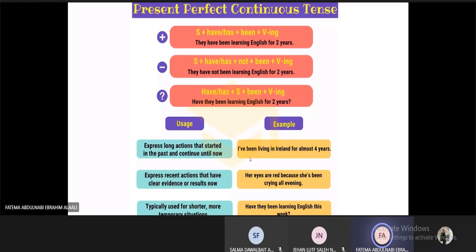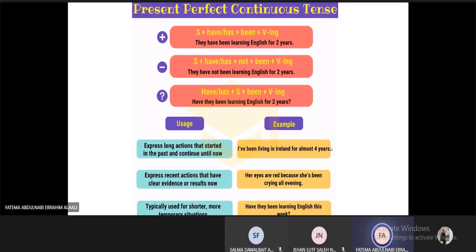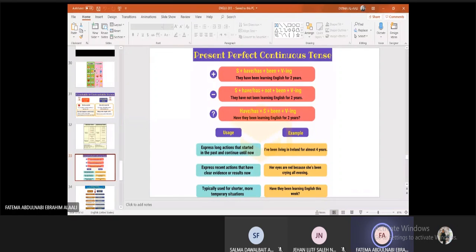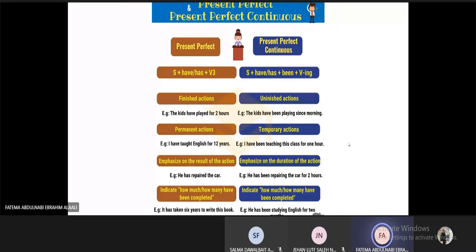Number 3, typically used for shorter temporary situations. We use it for short temporary situations, like have they been learning English this week? Just a temporary situation. So this is the present perfect continuous. And the difference between the present perfect simple and the present perfect continuous is in these differences.